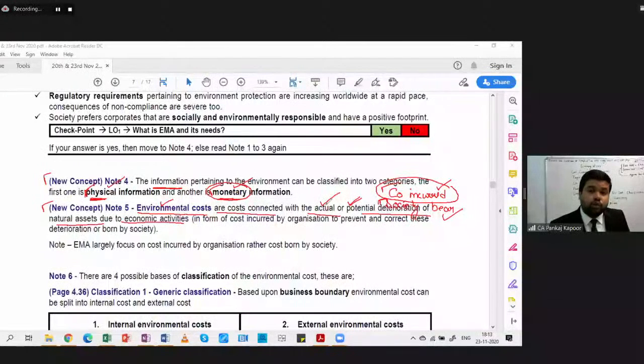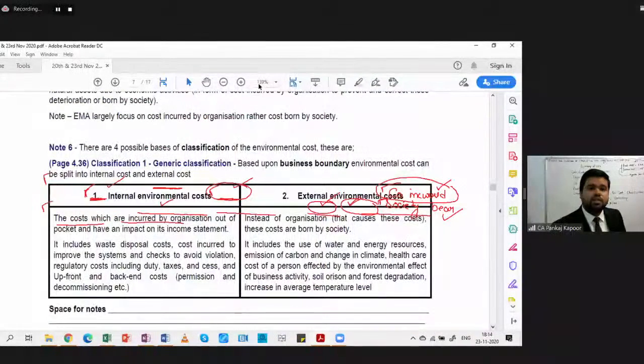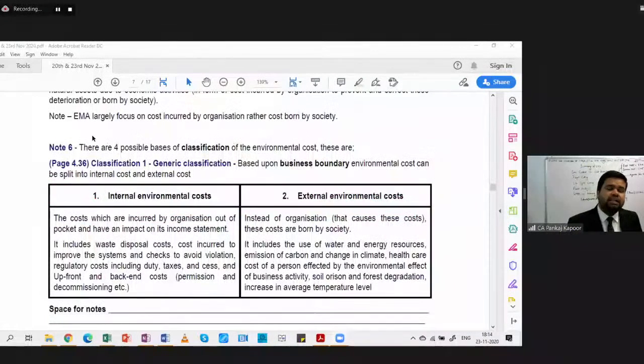Obviously, if there is actual deterioration, you will try to control. If there is potential deterioration, you will also try to control the pollution. In the case of potential deterioration, the cost which you incur is known as prevention cost. In case of actual deterioration, the cost which you incur is known as corrective cost. Okay, don't worry. We'll discuss both the preventive and corrective control in the topics to come. Okay, moving further, friends. Now we discuss the meaning, the need, the reason why it is getting importance. We are moving into the next stage.